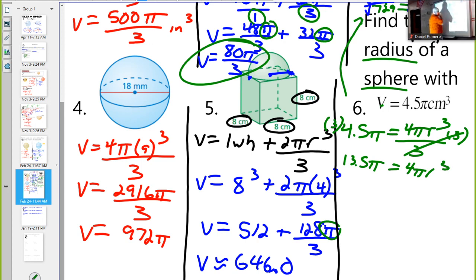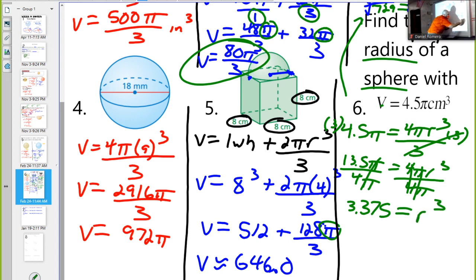It's going to be a little bit funky because you can't divide 13.5 by 4 evenly, but whatever, the decimal is going to end, so we might as well put it. 13.5 divided by 4, let's cancel out 2. 3.375, that's equal to r cubed. As long as you know where to find the cube root on your calculator. What would the unit be?